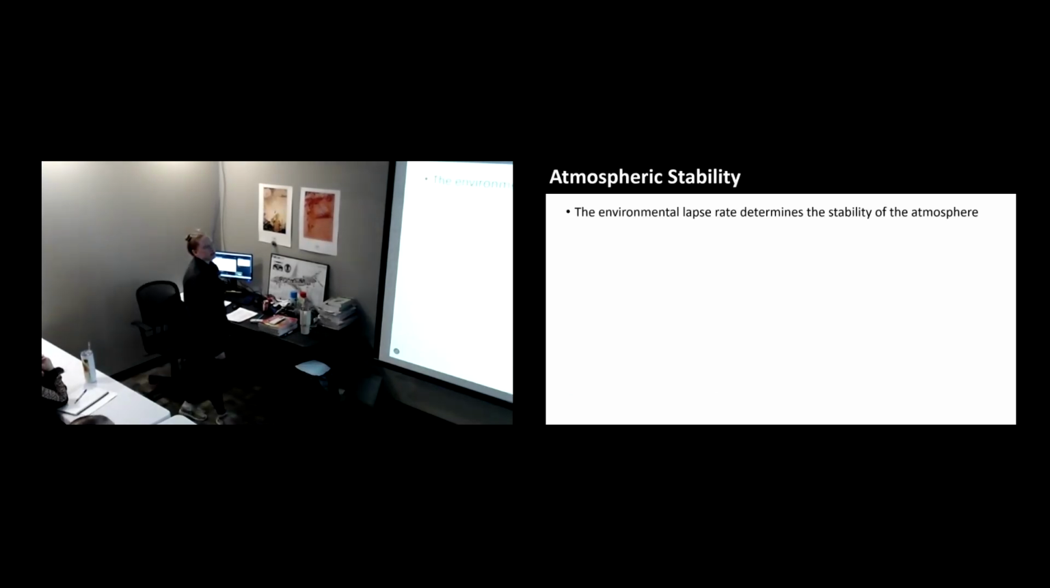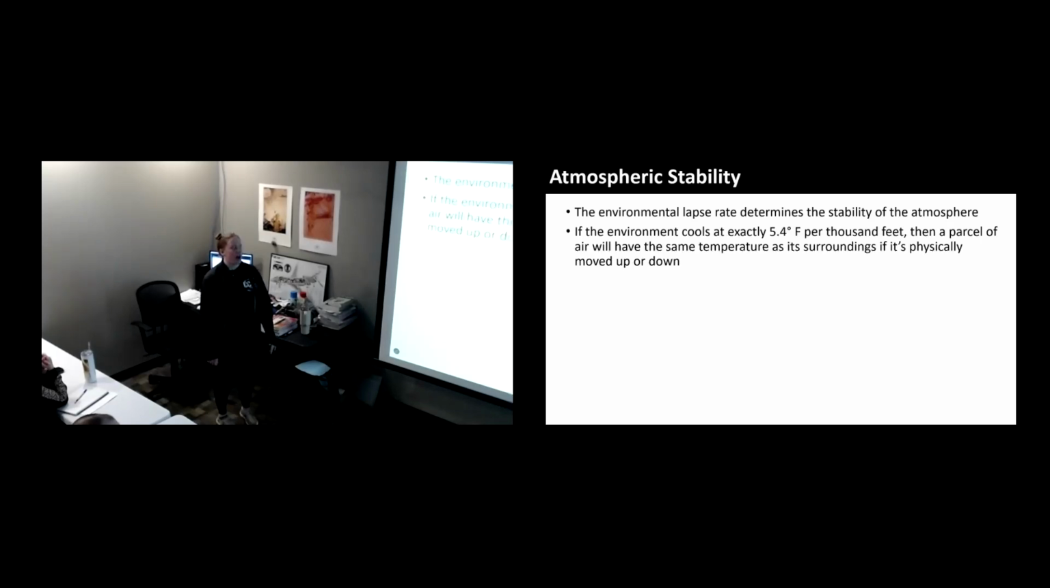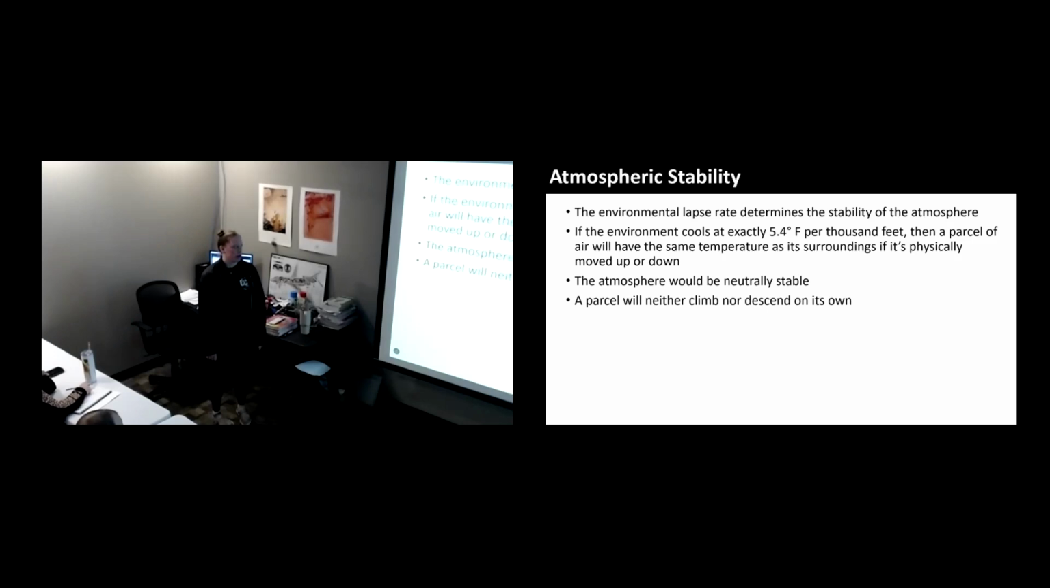The environmental lapse rate determines the stability of the atmosphere. If the environment cools at exactly 5.4 degrees per 1,000 feet, the parcel of air will have the same temperature as its surroundings as it's physically moved up and down. The atmosphere will be neutrally stable. The parcel will neither climb nor descend. The air is the same temperature as everything around it. It's going to be nice and calm and still.